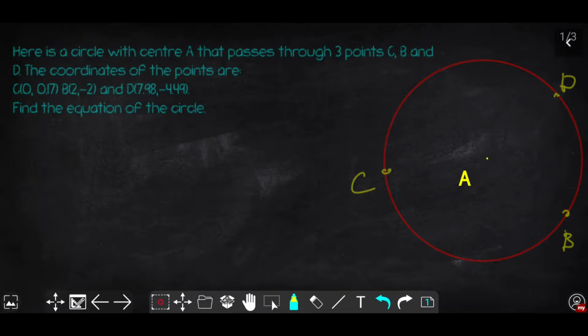So today I'm going to show you how we can work out the equation of the circle that passes through three given points. Of course, you need to be given the coordinates of the points, that's a necessary step. And like in this problem you have three points, C, D, and B. You're given the coordinates and you need to be able to work out the equation of the circle.